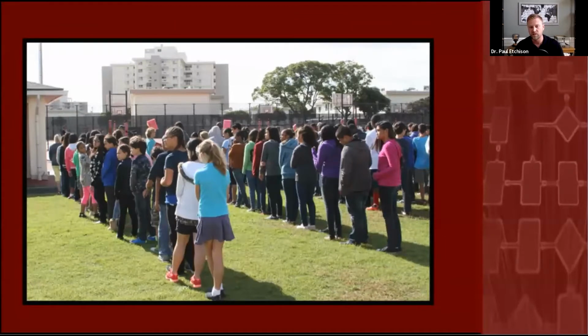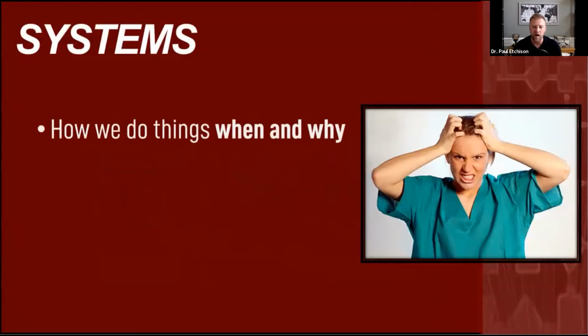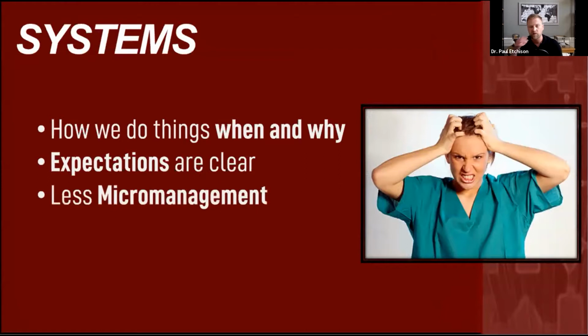And then the other thing you can do is look back and say, what's not going so well? And you can change these systems. So systems are how we do things and why. The expectations are clear. How about less micromanagement? How about if you didn't have to answer everything?